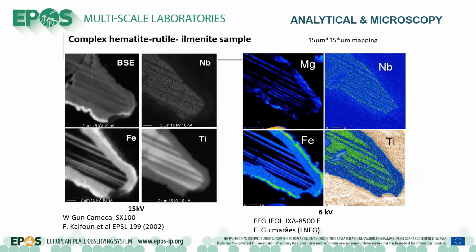Here is an aspect of imaging that can be done with microprobes. This was an experiment made by my colleague, Fernanda Guimarães. You can see the image obtained at 15 kilovolts and at 6 kilovolts, and you can see that even with a lower kilovoltage, the imaging result is better than the one with 15 kilovolts. This is very good for the distribution of elements in minerals. As you can see, I have magnesium, niobium, iron and titanium.